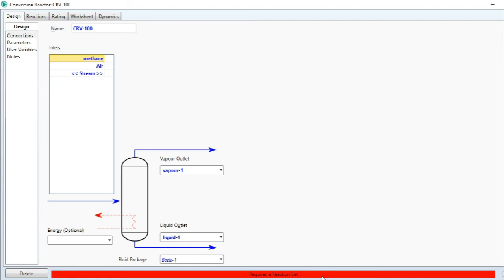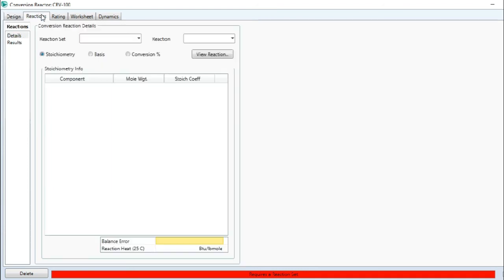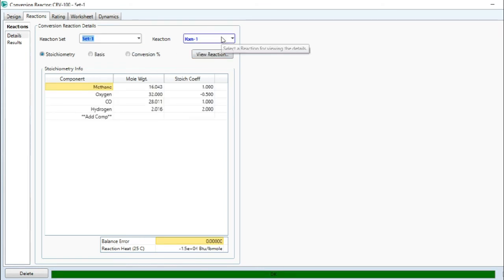Here at the bottom it shows a red color, that tells you that something is omitted or you need to add something to make the equation balance or the equation of states fixed. It says it requires a reaction set, so that means we have to introduce our reaction. First the reaction sets. Look at them, reaction 1, reaction 2. We are considering reaction 1 now. Using reaction 1, the molecular weight for methane is 16.043, up to the last, that is hydrogen 2.06.